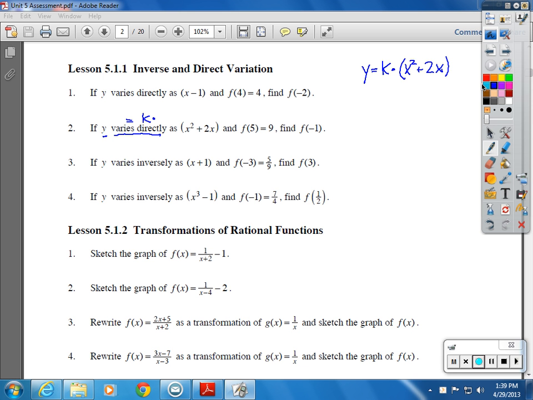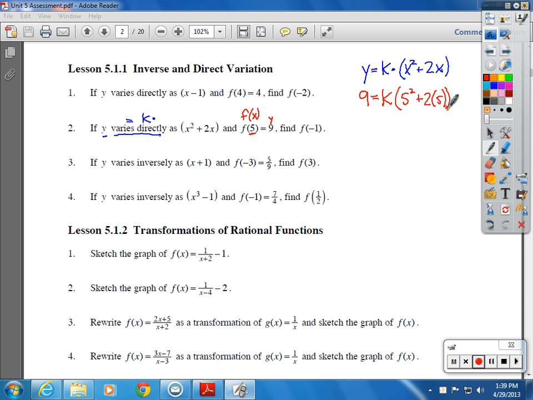Now, second step is to use the information that they give you to solve for k, to determine what is the constant of variation. Here's where some people get tripped up. Remember, we would write this as f of x, which means that 5 is equal to what variable? X. Thank you. Okay. And that means that 9 is what variable? Y. All right. So 9 equals k times 5 squared plus 2 times 5.